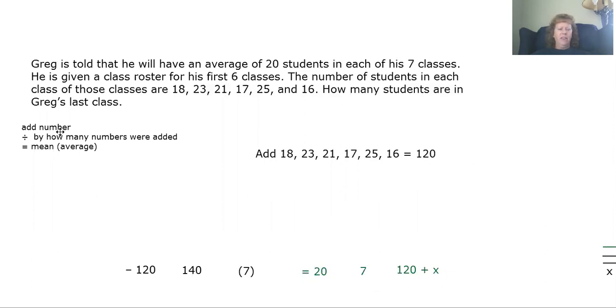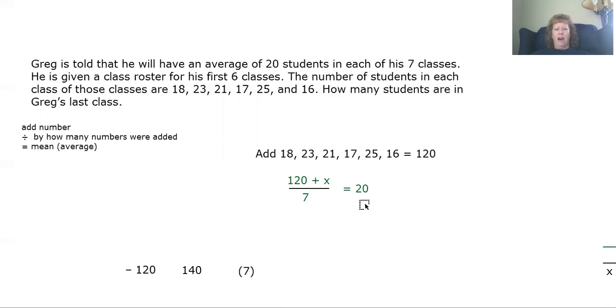So if you added the numbers and got 120, then we would have 120 plus x divided by how many numbers were added, and we know that we're looking for 7 classes, so we would divide by 7, and that would equal a mean of 20, or an average of 20 in each class. So now that we've gotten this part of the problem, if you weren't able to complete it, use the black items over here to see if you can arrange those to complete the problem.